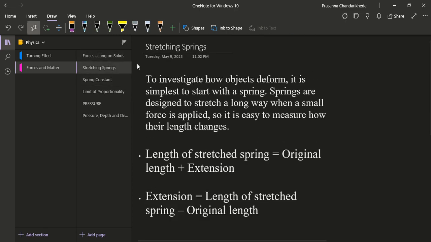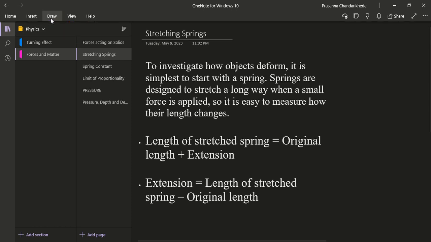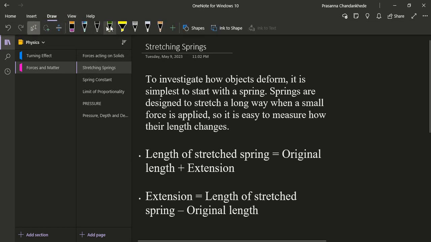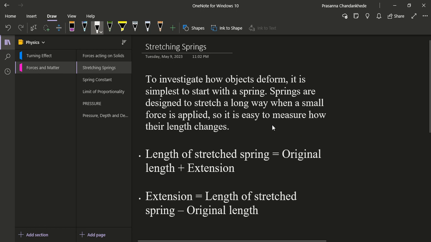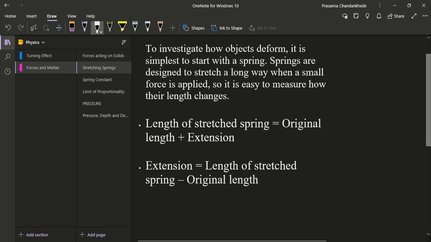Let's move on to stretching springs. To investigate how objects deform, it is simplest to start with a spring. Springs are designed to stretch a long way when a force is applied, so it is easy to measure how their length changes. Okay, so these are two things that you need to remember. Length of stretched spring is the original length plus extension, and extension is the length of stretched spring minus the original length. Let me give you an example of what this is trying to say.